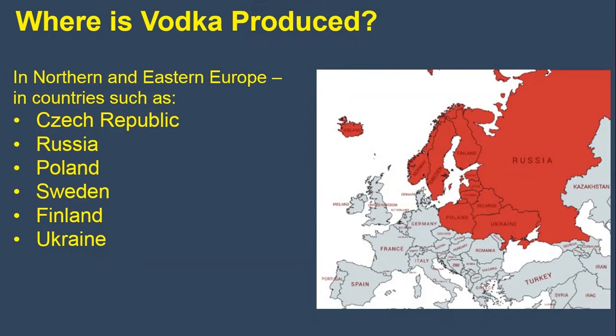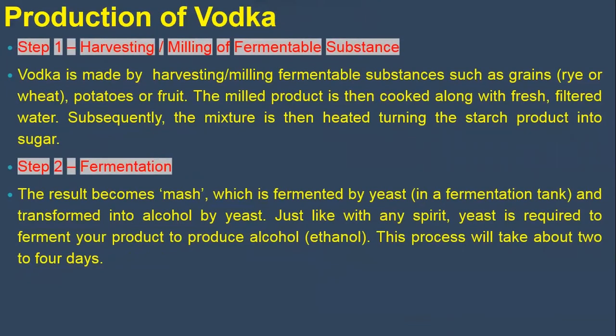Now, we shall take a look at where vodka is produced. Vodka is majorly produced in northern and eastern Europe, and the countries include Czech Republic, Russia, Poland, Sweden, Finland, Ukraine. Let's understand production of vodka. Vodka is generally made from a fermented mash, and this mash can be made out of potatoes or grains. The first step is harvesting and milling of the fermentable substance. It is majorly potatoes or grains, or fruit can also be utilized. The milled product is cooked along with fresh filtered water, and this mixture is heated, converting the starchy, insoluble sugars into soluble sugars.